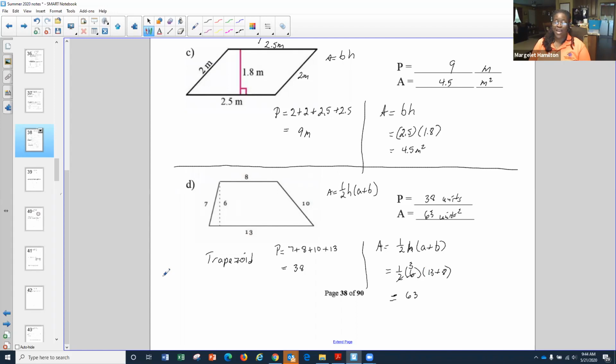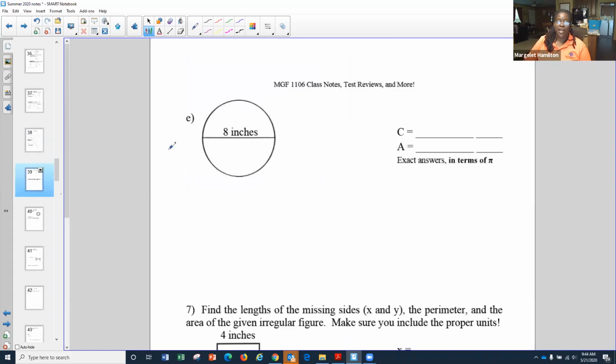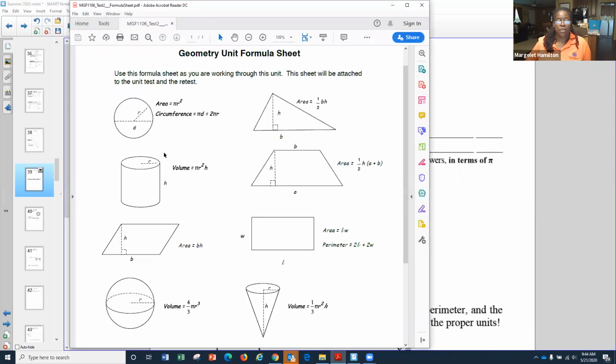All right, so we have our trapezoid down. Let's pick up this circle. And I think that'll be it for number 6. So here's our circle. Now, circle doesn't have a perimeter, but it's called a circumference. Okay, so let's go to the formula sheet and get our formulas.